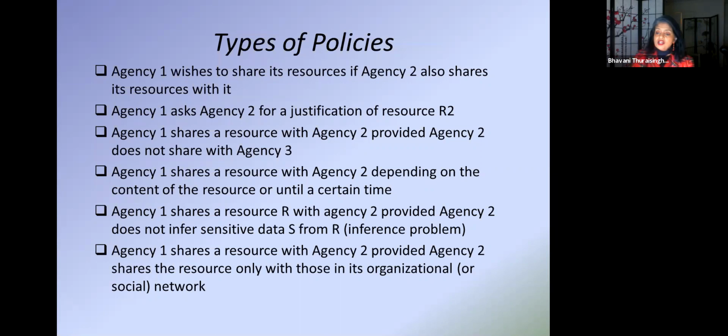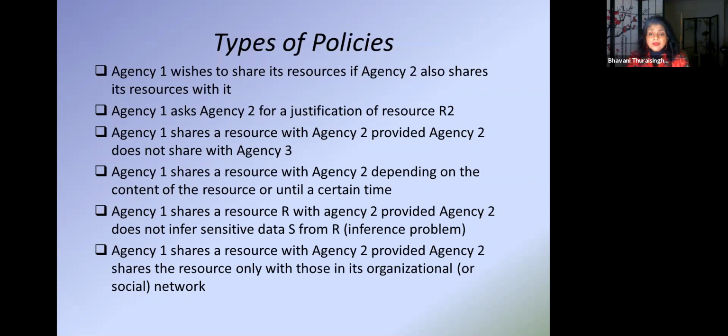Agency 1 wants to share agency resources if agency 2 also shares. So my friend is asking me for something, give me some candy. I'll say, okay, I'm going to give you candy provided you give me something else. So I'll give you a secret provided you tell me something about yourself, right? Agency 1 asks agency 2 for justification. So like John tells Mary, okay, why do you want this information? Why do you want my secret?